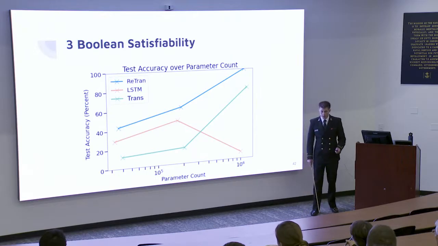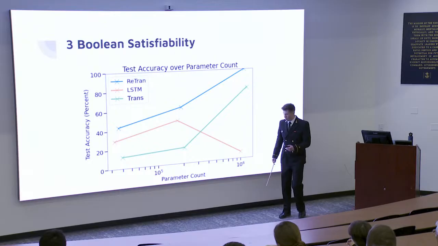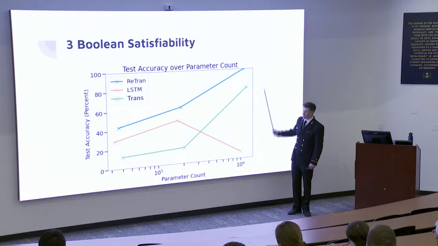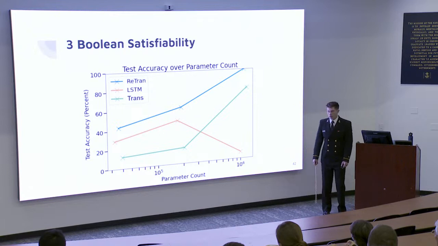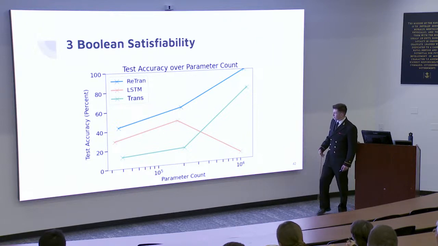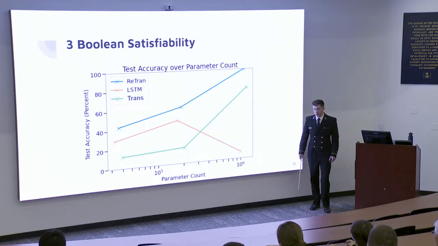Next, Boolean satisfiability. So over the course of training, the RETRAN, again, surpasses both other architectures significantly. Our large RETRAN actually scores 99.9% accuracy on the testing data set. I would like to draw y'all's attention to the LSTM falling off.